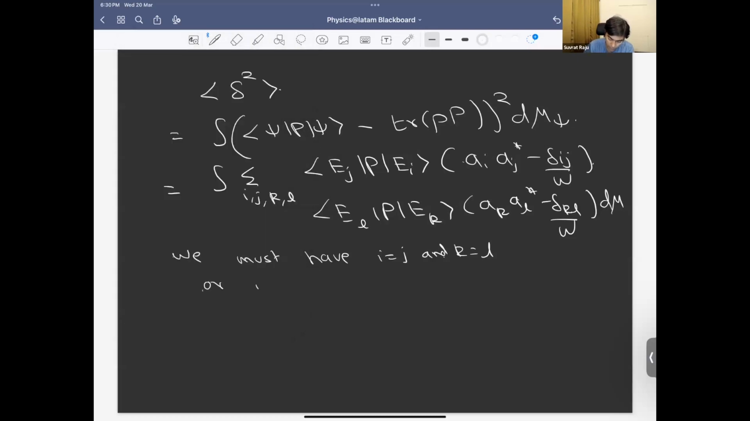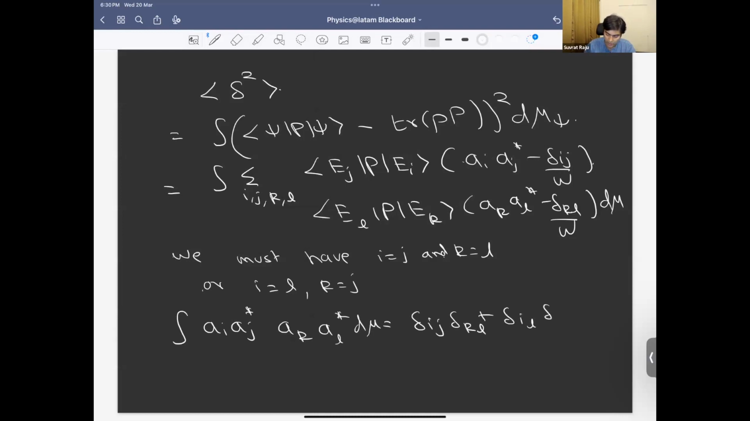Or I equal to L, K equal to J. Okay. So that's the only case in which you get some answer. And indeed, with a little bit of algebra, I'm not going to do this algebra, but you can do it as an exercise in doing multidimensional integrals. You will find that this looks like delta ij, delta kl plus delta il, delta jk, divided by w into w plus 1. This is just a question of doing this integral, and there are various ways to do it, and you will find this answer.